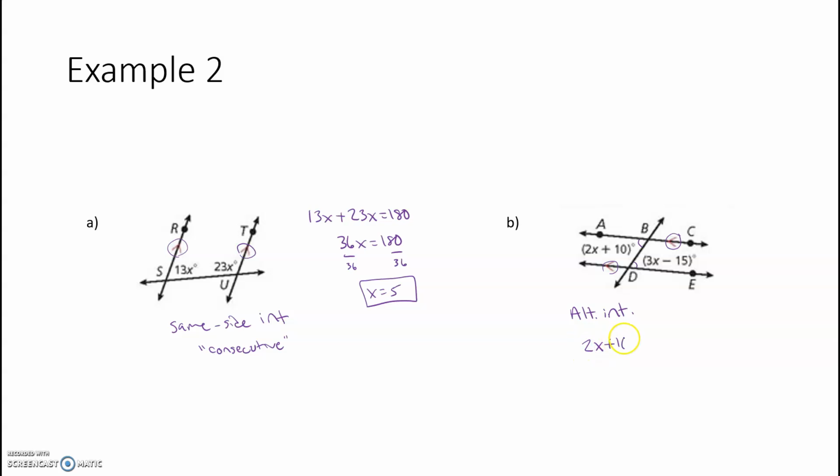So 2x plus 10 has to equal 3x minus 15. And then we solve. Let's subtract 2x from both sides. We got 10 equals 3x's minus 2x's, leaves me with 1x. And then we're going to add 15 to both sides. So x equals 25. Now here I stopped and we just found x.